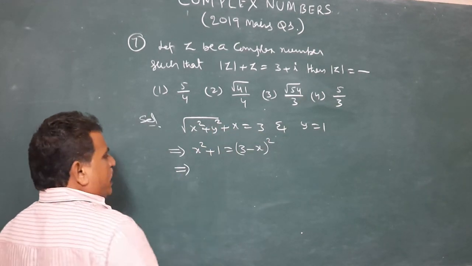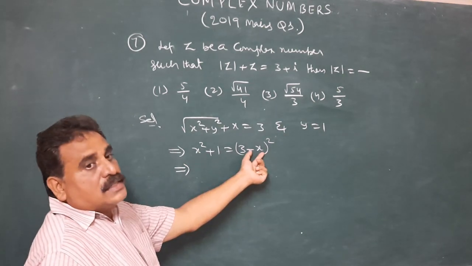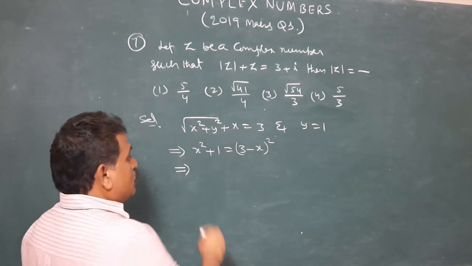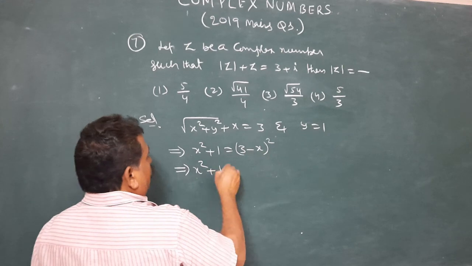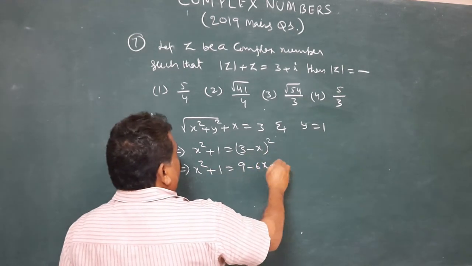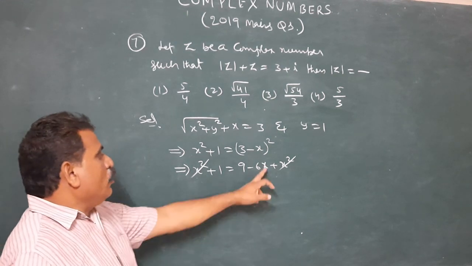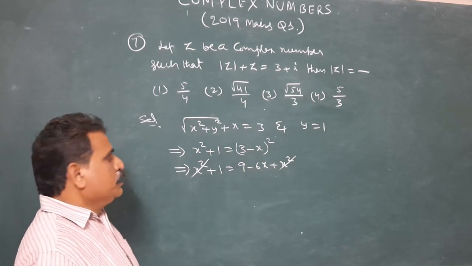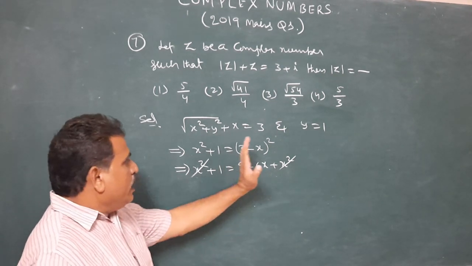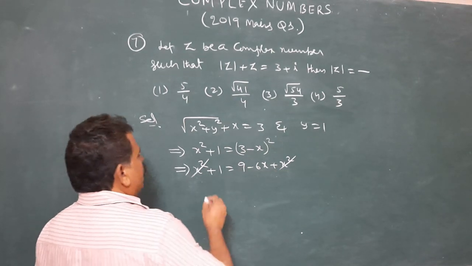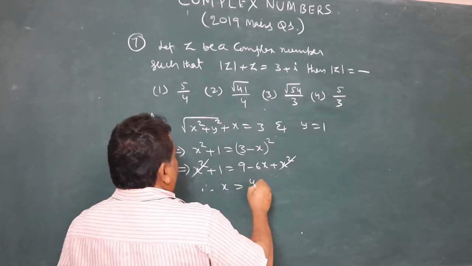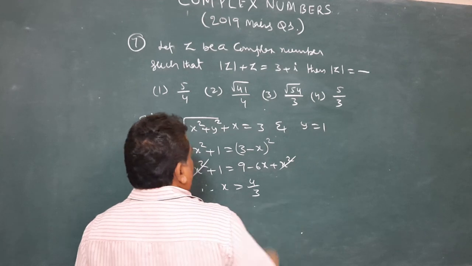Expand both sides: x square plus 1 equal to 9 minus 6x plus x square. On both sides x square cancels. Now 6x equal to 8, x equal to 8 by 6. Therefore, x equal to 4 by 3. So x is 4 by 3 and y is 1.